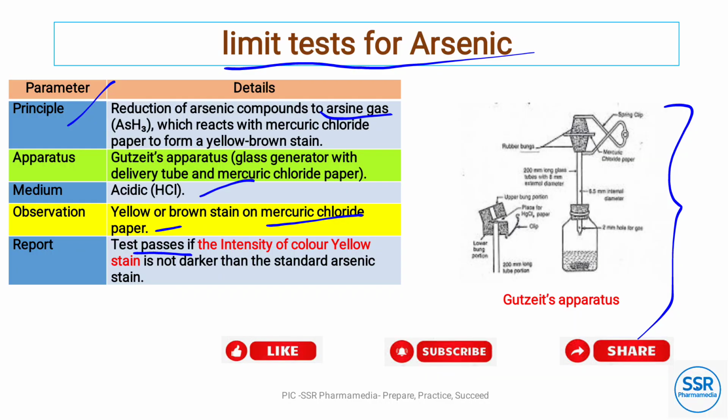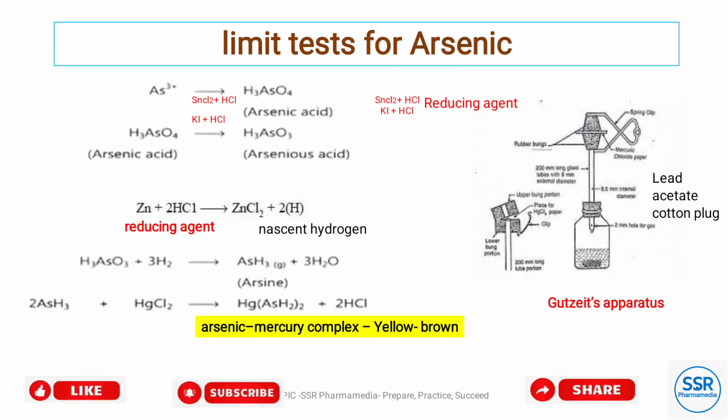In the Gutzeit apparatus, you can take a snapshot and study all the parts. It's a glass jar containing reagents. All reagents we will take in this bottle, and this is the tube. Through this tube, the arsine gas will enter. Here mercuric chloride is present, so it enters and reaches the mercuric chloride paper. So we'll discuss the reactions.